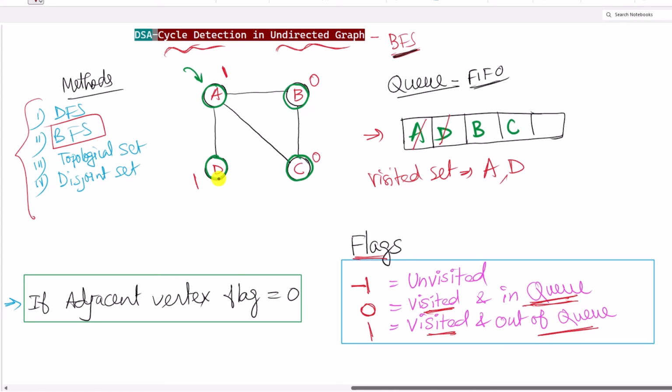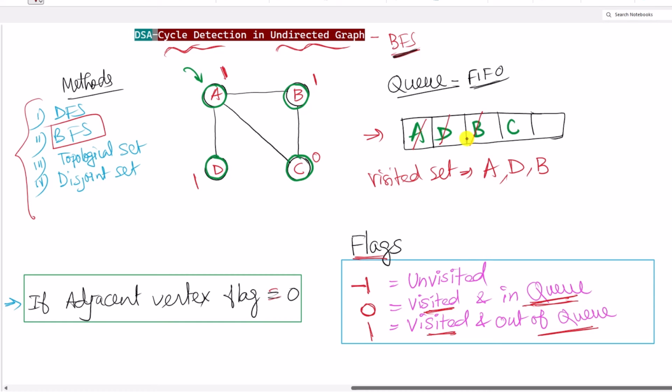Now we're gonna look for the neighbors of D. The neighbor is only A, which is already visited and out of the queue. Because the neighbor's flag is not 0, everything is fine. Next we're gonna remove B and put it into our visited set. So its flag will also be modified to 1 because it is visited and it is out of the queue.